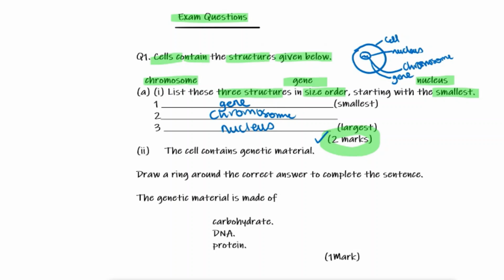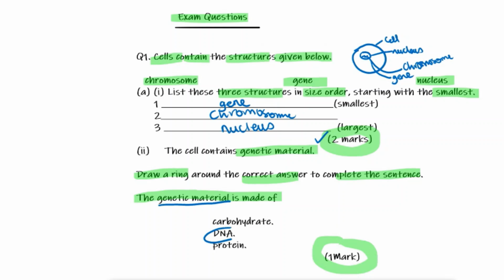Question 1, part 2, worth 1 mark. The cell contains genetic material. Draw a ring around the correct answer to complete the sentence. And the sentence is, the genetic material is made up of. Whenever we see genetic material, we should always think of DNA. So our answer for 1 mark would be DNA.